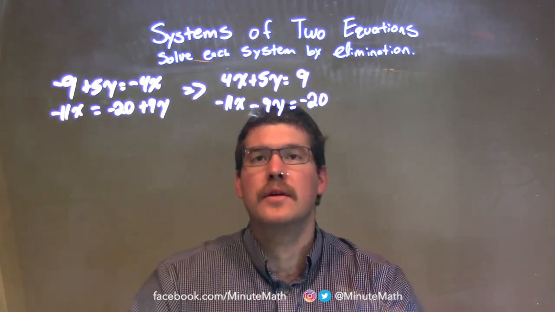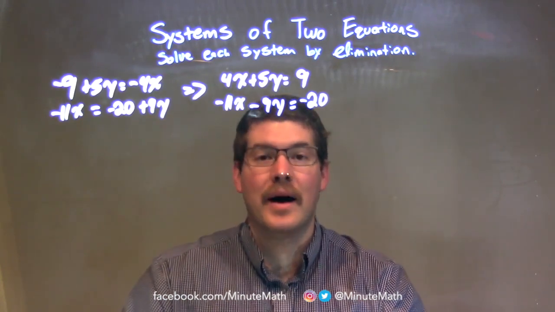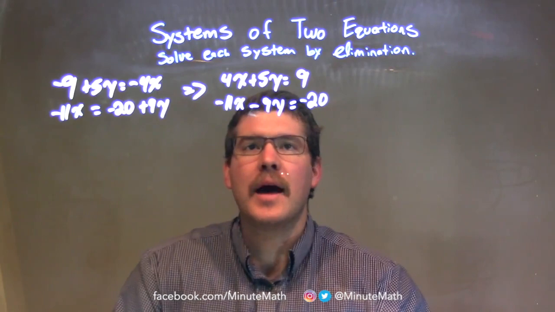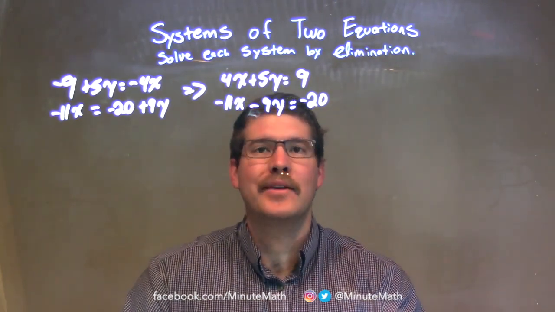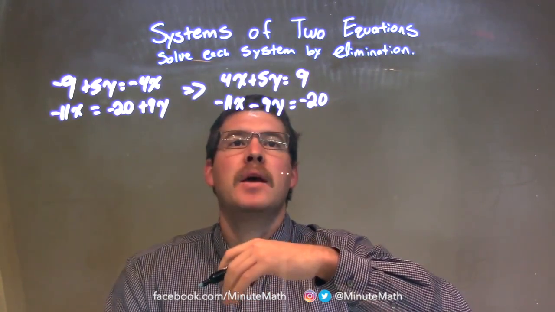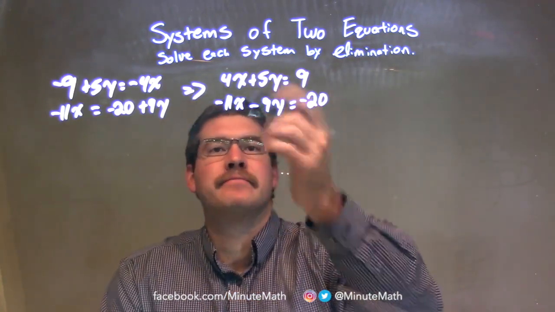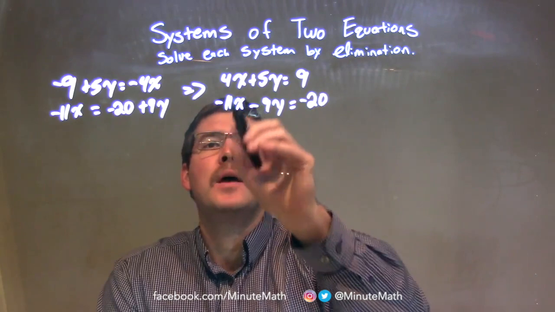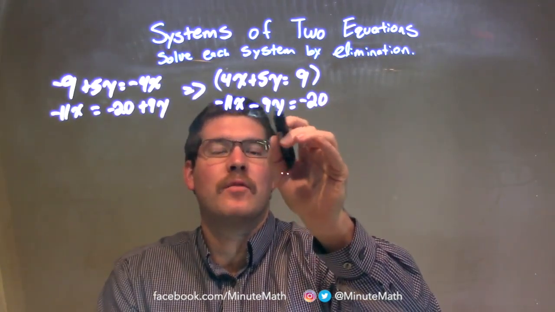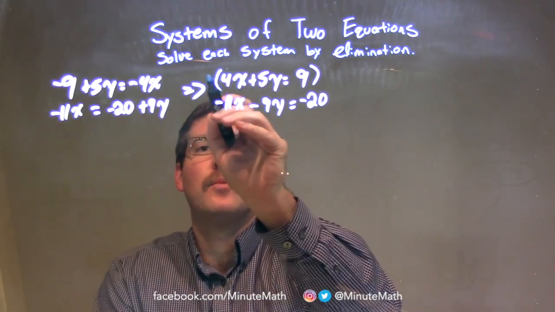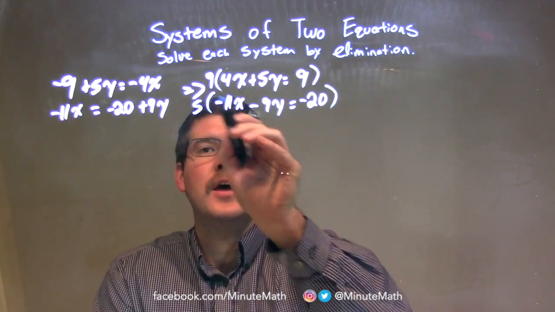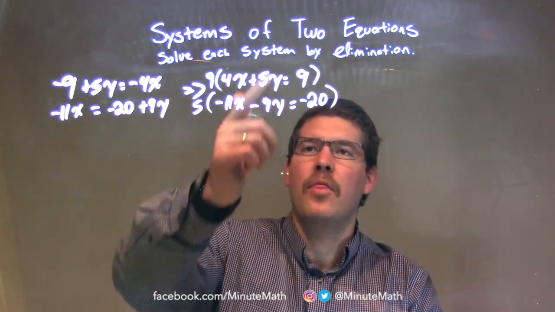So what I want to do here is multiply both equations by a value to eliminate one of the variables. Depends on which one you want to do. It really doesn't matter if we eliminate the x or the y. So let's go with eliminating the y. I'm going to multiply the top equation by the coefficient of the y in the bottom equation. This y is a 9, so multiply the top one by 9 and the bottom one by 5. And that will help eliminate this variable.